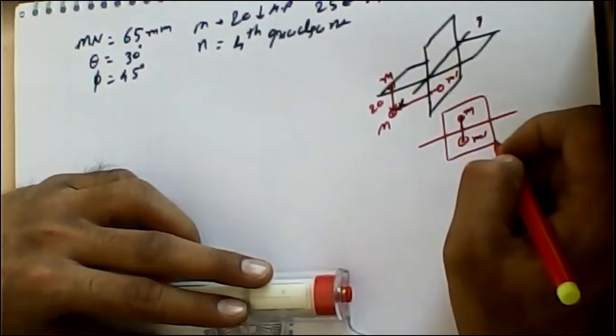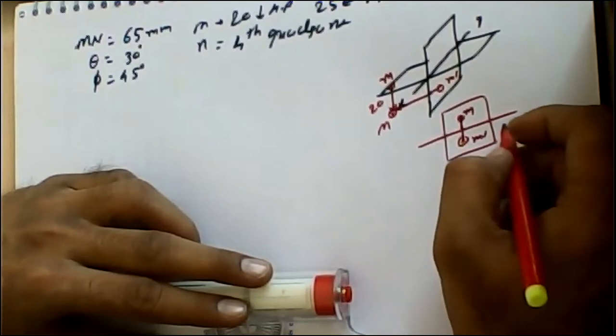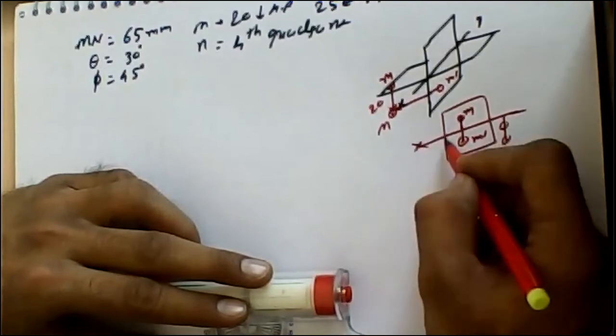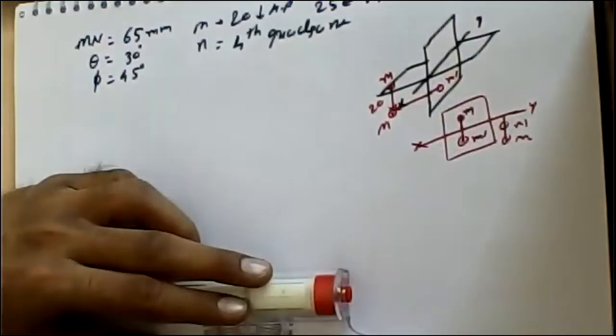And for point N, the data suggests that point N is going to be in the fourth quadrant. So if a point is in the fourth quadrant, its projections are going to be available below the reference. It may be N dash and N over here.